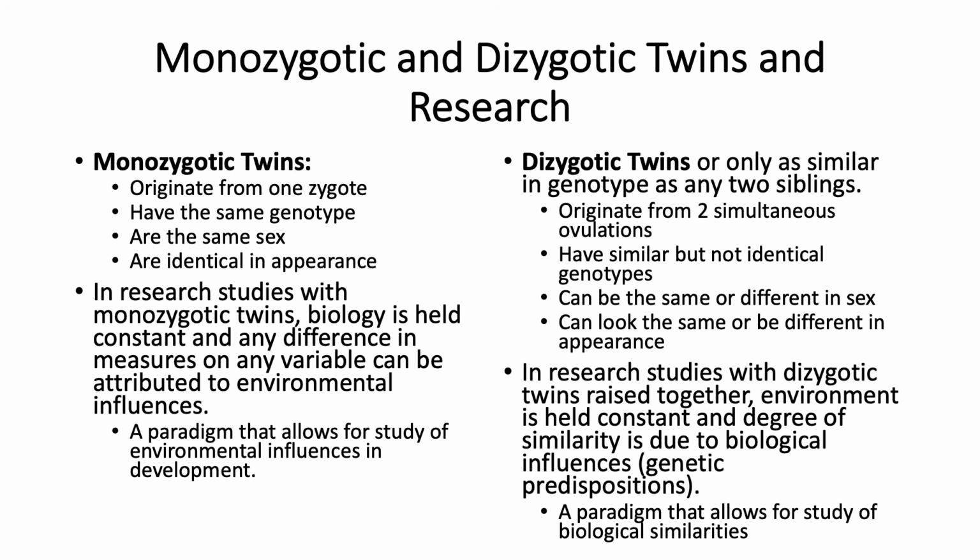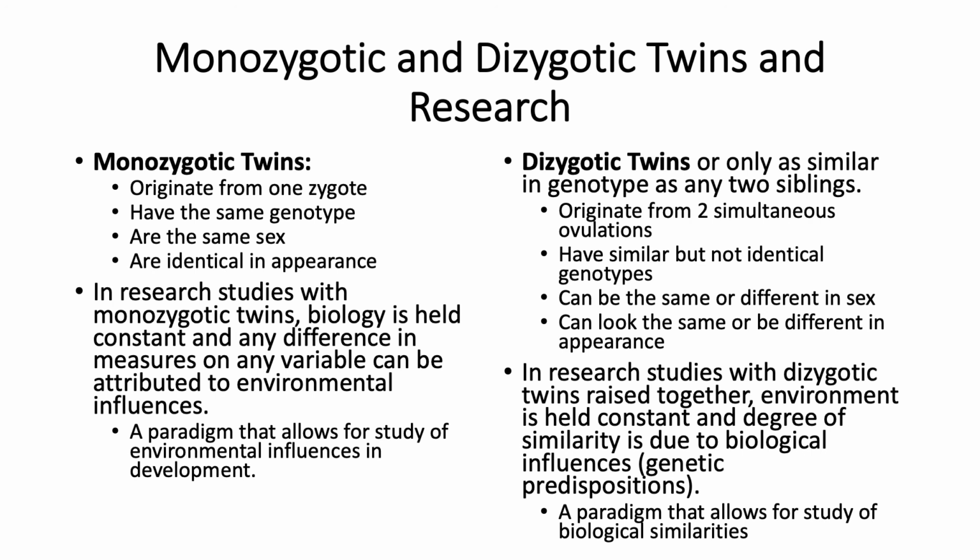So what you're doing there is, if you compare monozygotic twins raised together with monozygotic twins that were separated at birth, you're holding biology constant and manipulating differences in environment. So any difference in those children, when you compare them on any measure, like intelligence, personality, medical risks, anything like that, what you're really looking at is the effect of the environment, because they share the same biology.